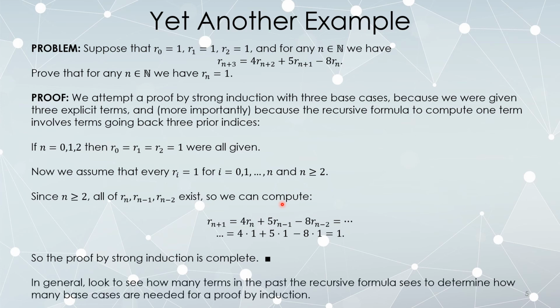So in general, how many base cases do you need? What you really want to do is whatever the recursive formula is, look how many terms in the past it goes. To get this index, I need 3 steps back. To get index n plus 3, I need to look all the way back 3 steps to index n. That tells me I need 3 base cases, or index 0, index 1, index 2.